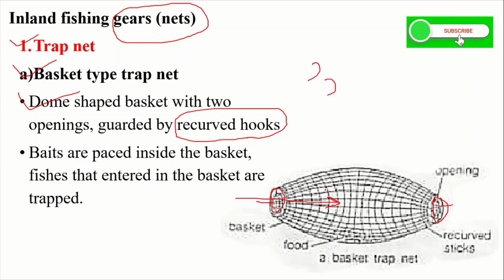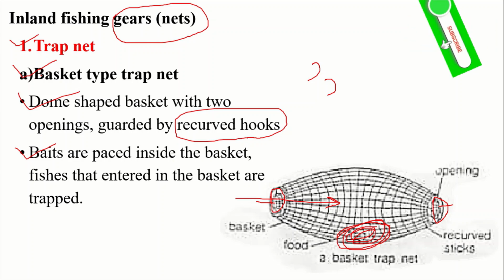There are bamboo sticks whose free ends are curved inside the basket, and suitable food or bait is placed inside the basket. The fishes that enter the basket to take the food get captured and trapped in this net. This is called the basket type trap net, the first type of trap net.